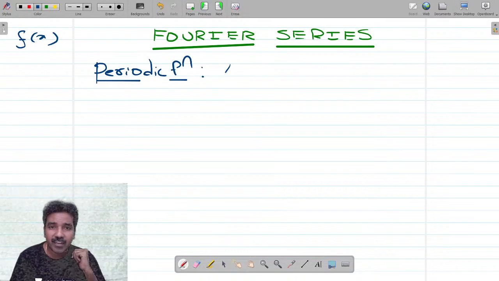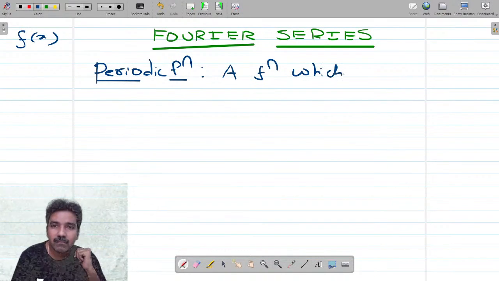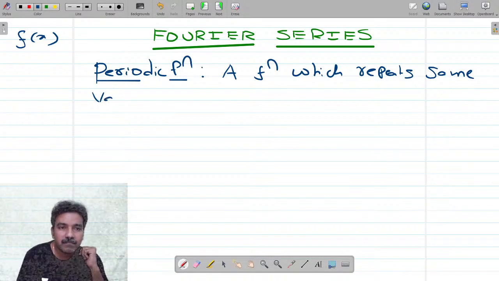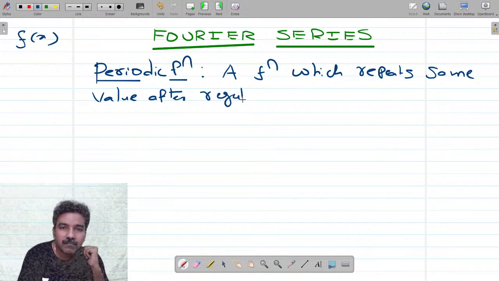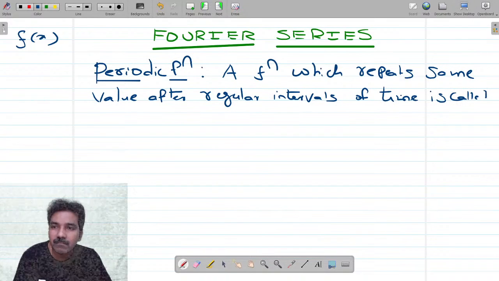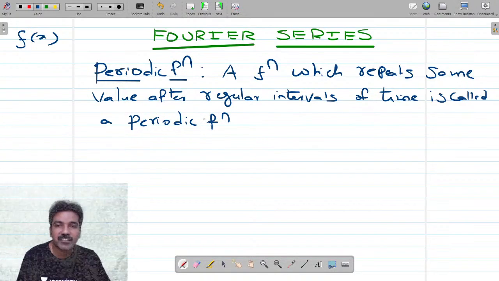So first, let me write this out. A function which repeats the same value after regular intervals of time is called a periodic function.